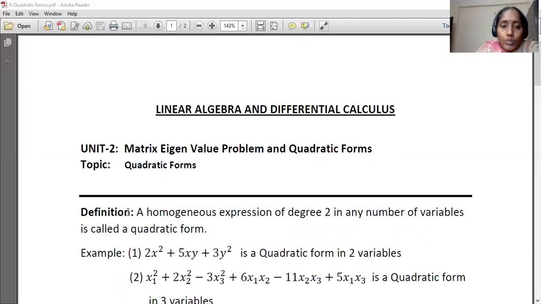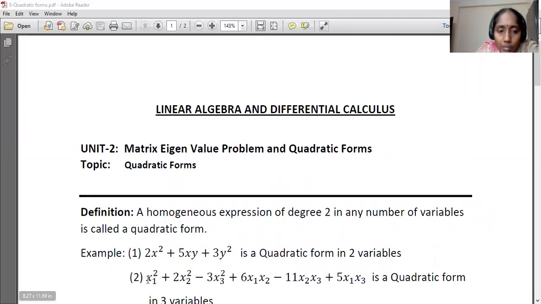Here, a quadratic expression is a homogeneous expression of degree 2, in any number of variables. For example, 2x² + 5xy + 3y². Observe that x and y are the only two variables, and the degree of each term is 2. So this is a quadratic form in two variables.